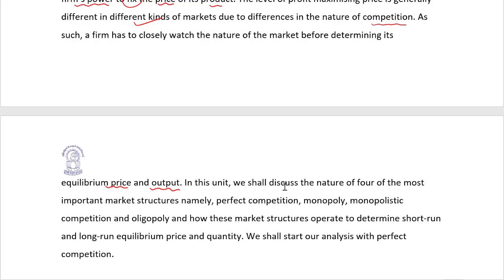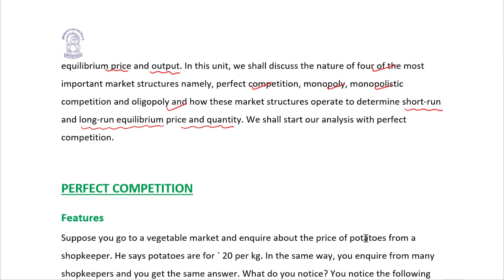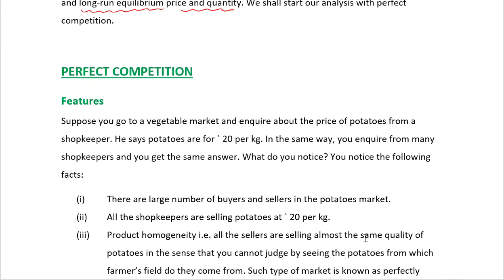In this unit, we'll discuss the nature of these four most important markets, that is perfect competition, monopoly, monopolistic and oligopoly market, and how these market structures operate and determine, in the short run as well as in the long run, equilibrium price as well as quantity. We shall start our analysis with perfect competition. So let us begin.